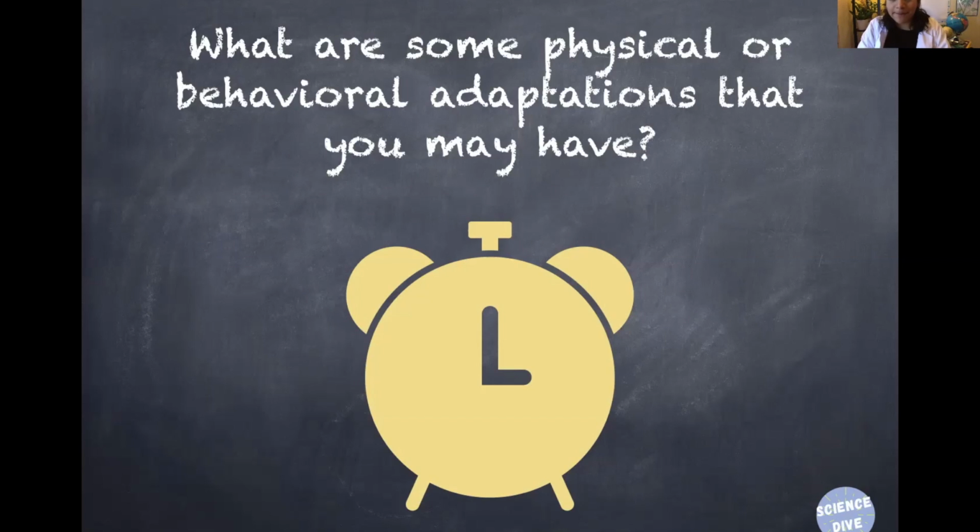Okay, we're coming back. So, if you can, I would like you to share in your Facebook post, whether it's first grade, second grade, or kinder, what physical adaptation you have, or what behavioral adaptation you have. These are two types. Again, not just applied to humans or animals. They can also be applied to plants.